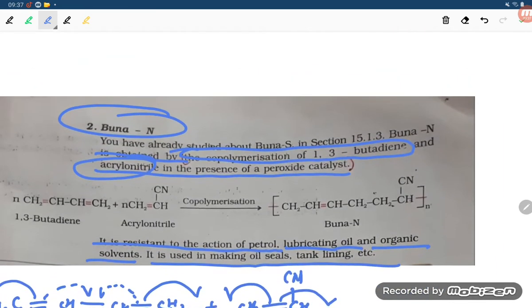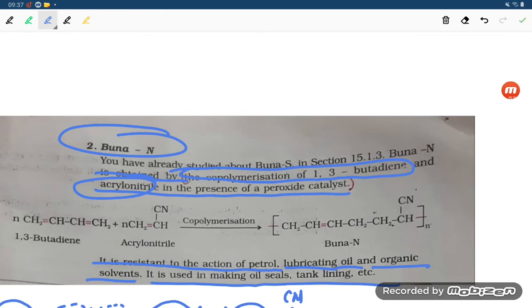So this is all about rubber, students, whether it is natural rubber or synthetic rubber. I told you natural rubber is prepared from latex, from the rubber tree, and that is the polymer of 2-methyl-1,3-butadiene. And when you are talking about synthetic rubber, it is when you are adding some other reagent. Okay, so any rubber which can stretch up to twice its length is known as synthetic rubber.